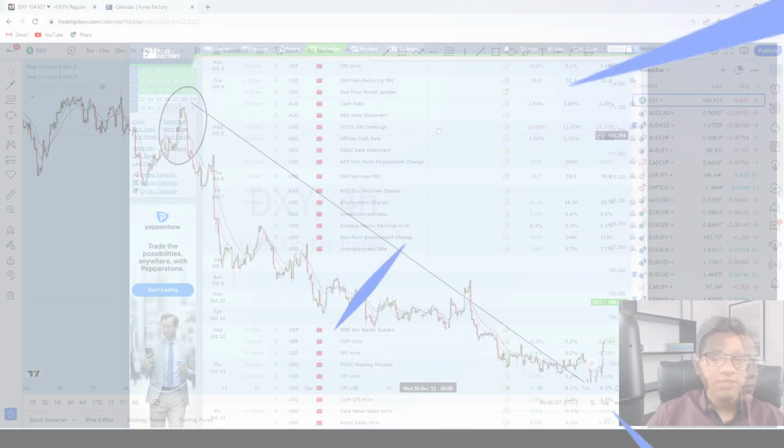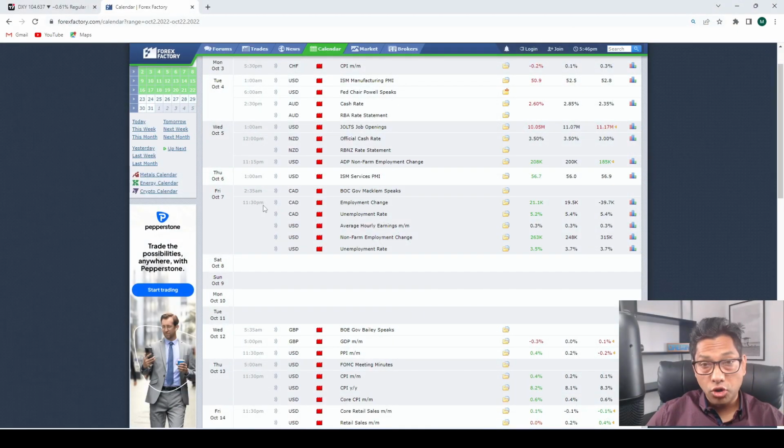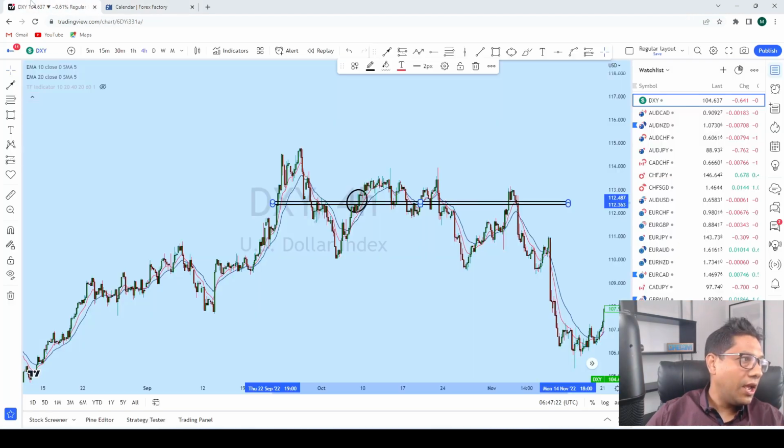Now let's look at this data on the 7th of October. We saw that on the 7th of October, the expectation for non-farm employment change was 248K. Actual was bigger than this, 263K. And the unemployment rate was also in favor. It was 3.5%, expected was 3.7%. Very good for USD. But what happened in the actual chart?